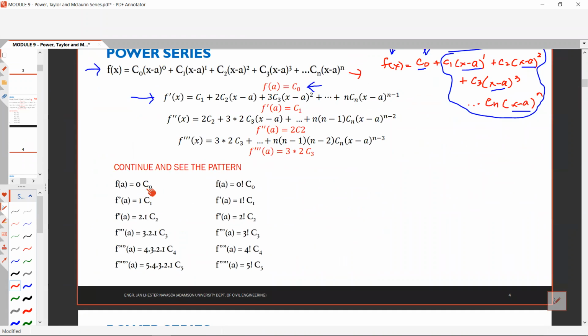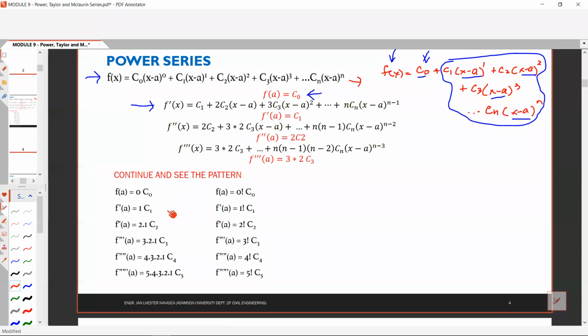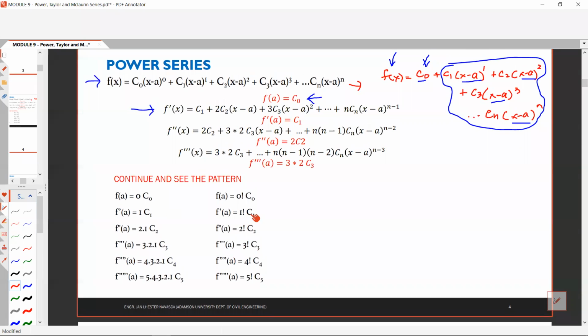Ito yung pattern. So, f of a is equal to 0 factorial times c sub 0. 0 factorial is just simply 1. Next is f prime of a, or 1 factorial c sub 1. 1 factorial is 1 again. So ito rin yung sagot. Okay, f double prime of a is 2 factorial times c sub 2, which is exactly the same for this one.